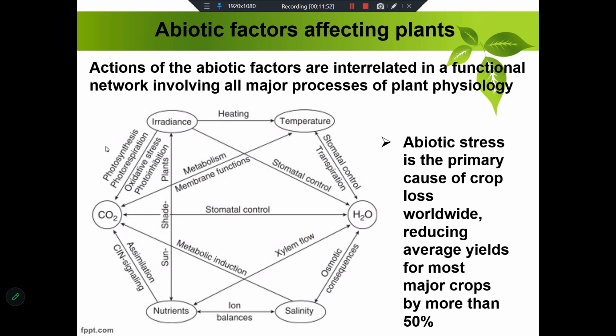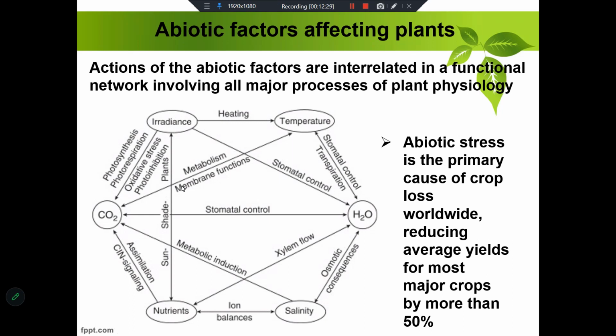And you can see there are many abiotic factors interacting with those physiological processes. Inside these circles, you can see some of these abiotic factors like irradiance, temperature, water, salinity, nutrients, carbon dioxide. All these are abiotic factors that affect plant growth. And those abiotic factors are linked together by different physiological processes.